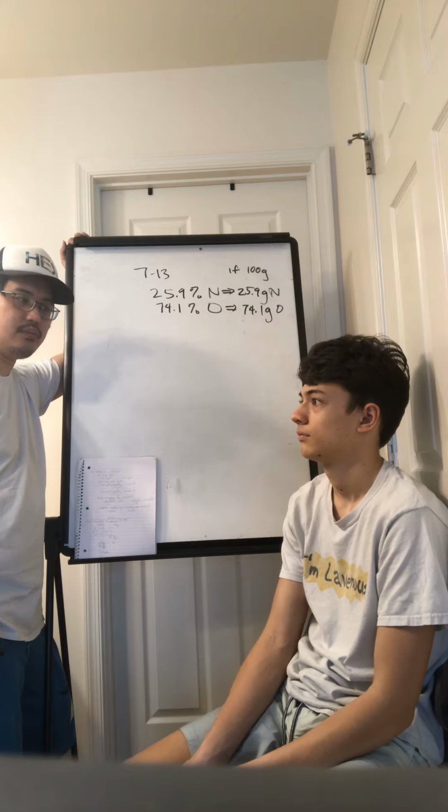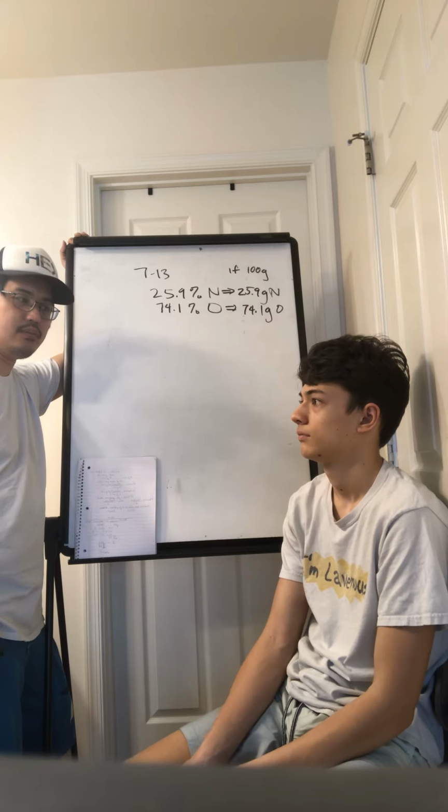Let's do oxygen while we're at it. We have 74.1 grams of oxygen. We want to convert that. I know this is 16 grams of oxygen for 1 mole of oxygen. I'm left with moles of oxygen. 74.1 divided by 16.0 is 4.63.